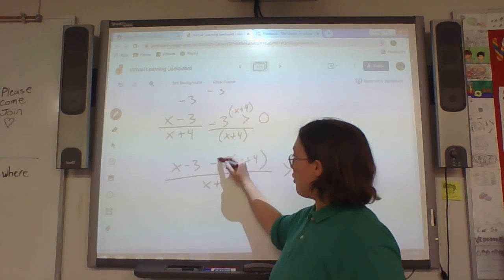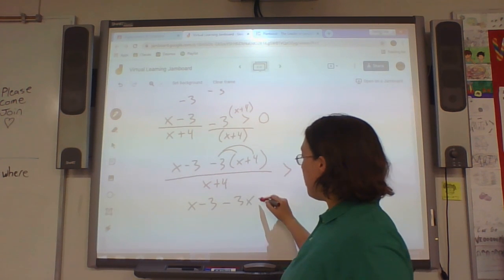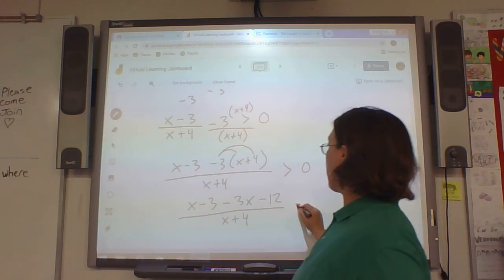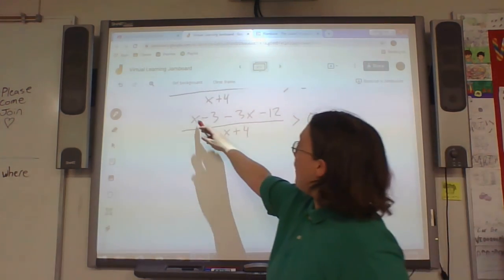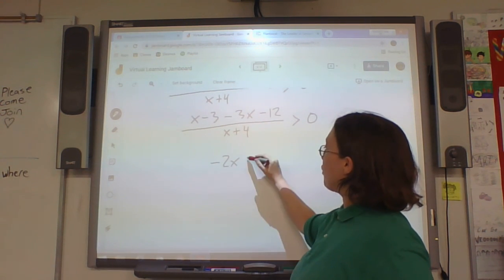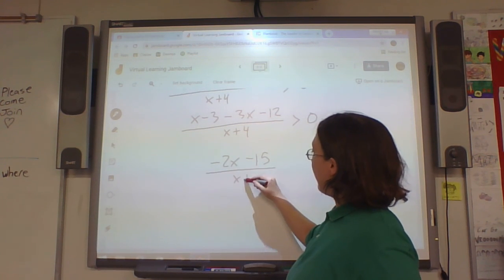Okay, so we're distributing this. So I got x minus 3 minus a 3x minus this 12 over that x plus 4. We're just going to make that look a little bit simpler, combine some like terms. So we got a 1x minus 3x is negative 2x. Negative 3 minus another 12 gets you negative 15. And we got x plus 4.